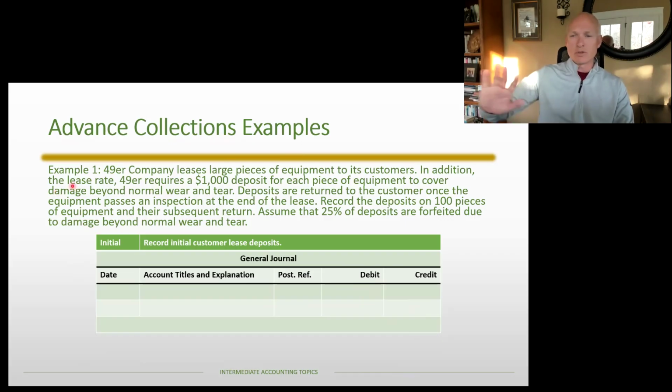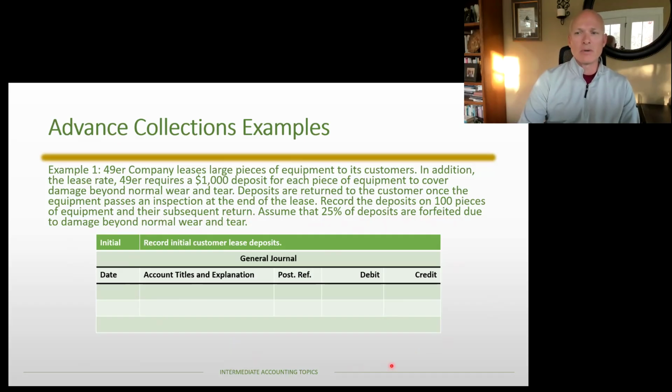They're the leasing company. They not only get the lease, which we're going to cover completely separately, but they do require a $1,000 deposit on each piece of equipment to cover damage beyond normal wear and tear. Deposits are returned to the customers once the equipment passes an inspection at the end of the lease. And let's just say we record deposits on 100 pieces of equipment and their subsequent return, and we're going to assume that 25% of the deposits are forfeited because the damage was beyond normal wear and tear. So how do we record this initial deposit?